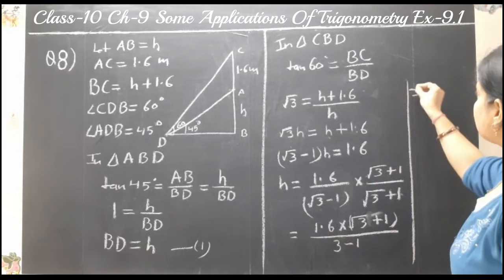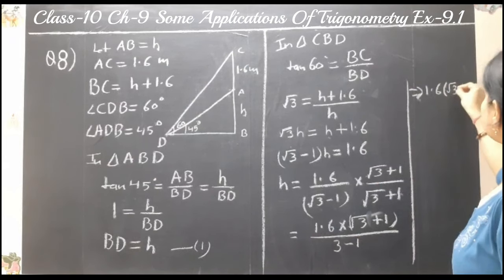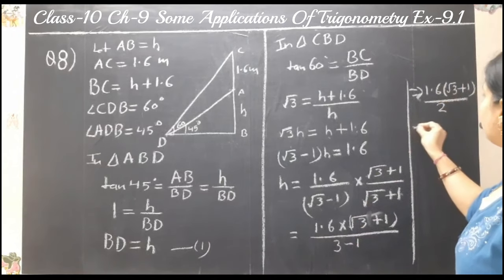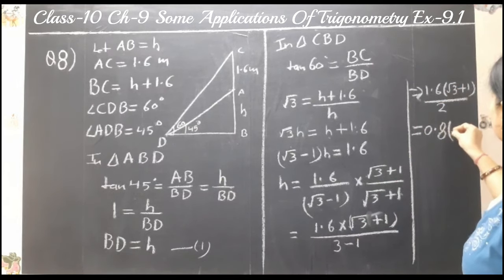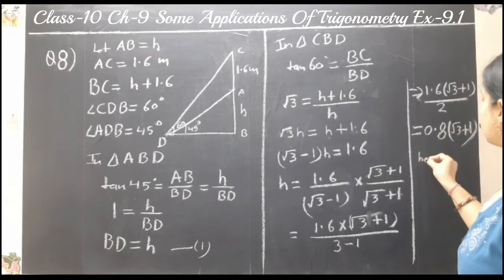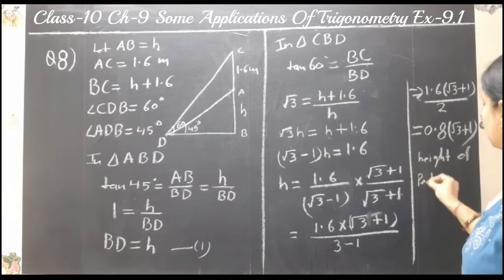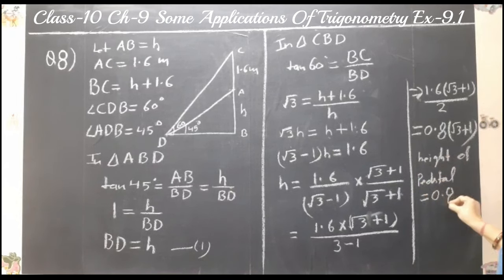Now we can write 1.6(√3 plus 1) divided by 3 minus 1, which is 2. When we divide we get 0.8 into (√3 plus 1). This means the height of the pedestal will be 0.8(√3 plus 1) meters.